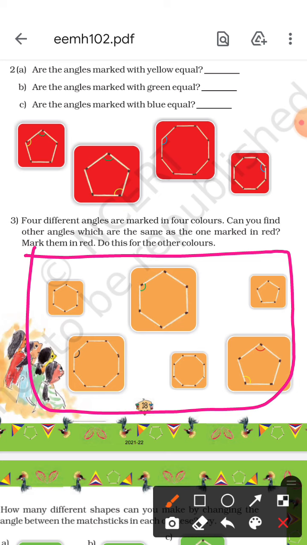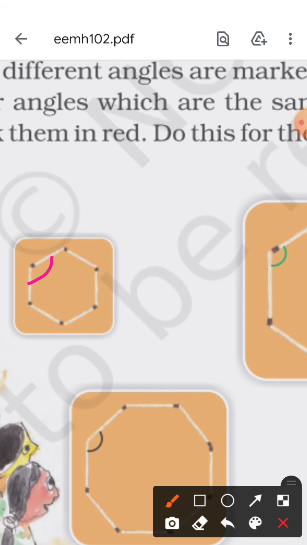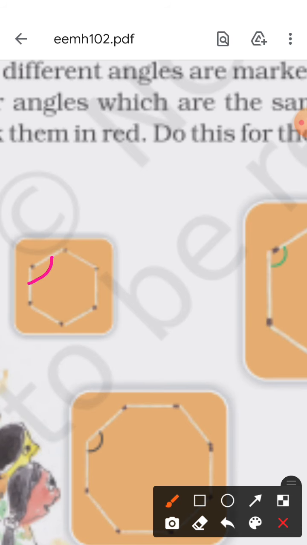So if you see this figure, if you want to make the same figure, here you can see that here is one green colored angle. So here you can make the green color angle here also. Okay, we are using pink color here, but you can use the green color.